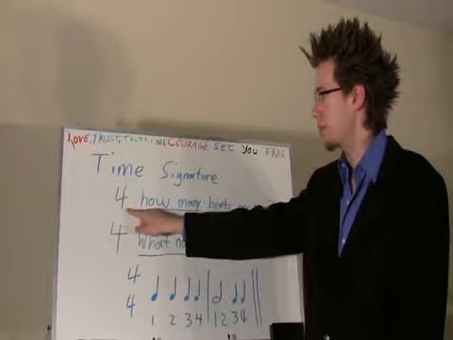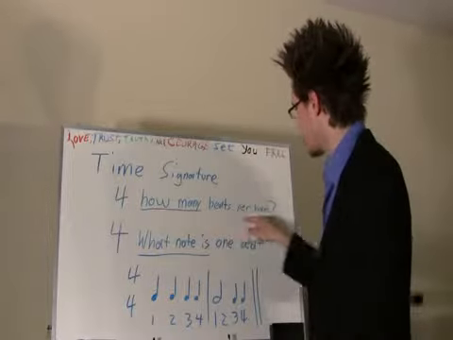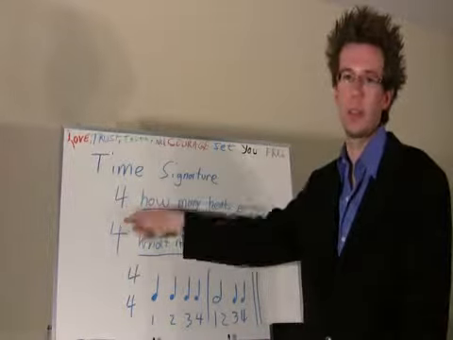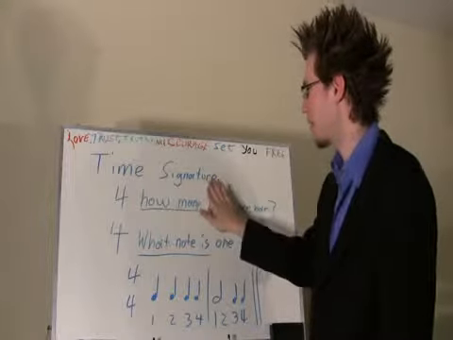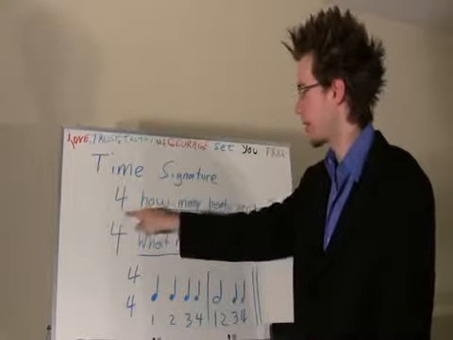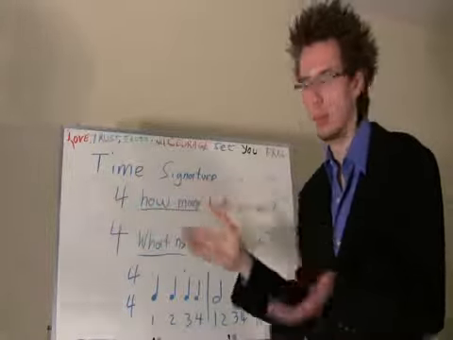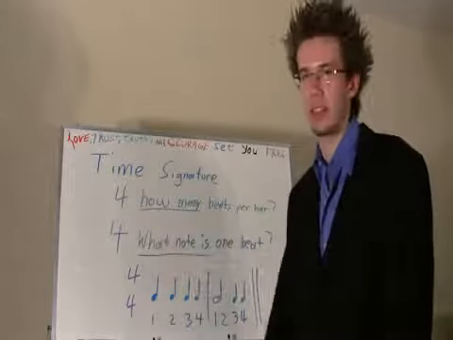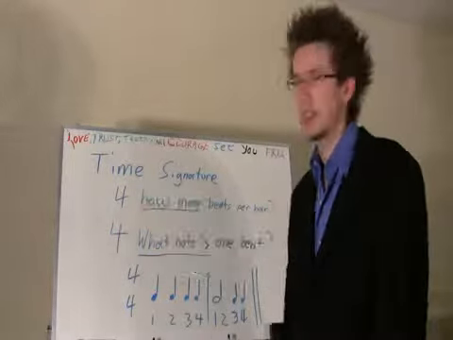Okay? The top number, I want you guys to ask yourself this question. How many beats per bar? If you can ask yourself this question, the answer is right in front of you. That's how simple it is. How many beats per bar? 4. A simplified version would be how many? 4. So it's just how many beats per bar. There's 4. 4 beats per bar. Whatever the top number is, that's what it's going to be. This top number changes quite often.